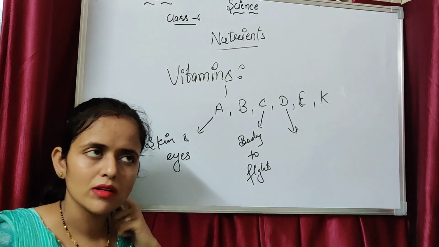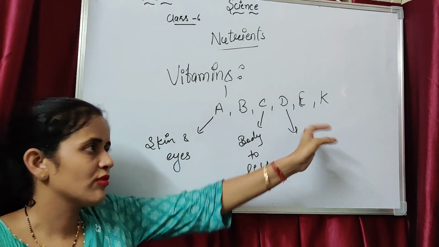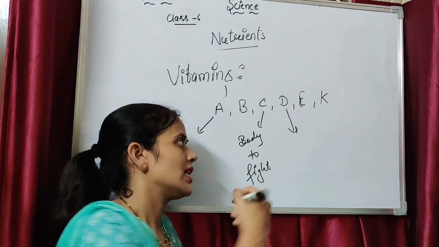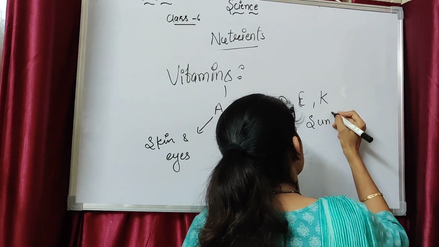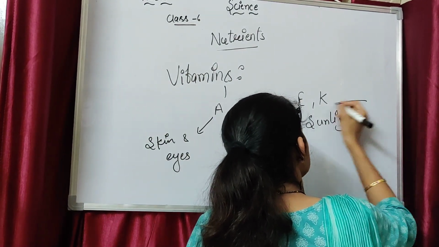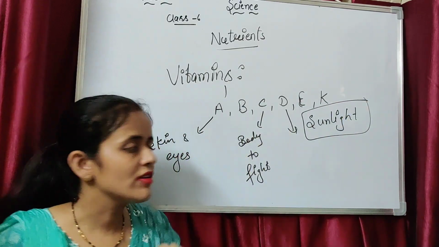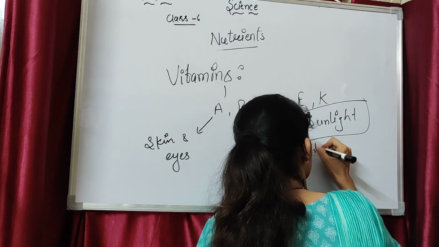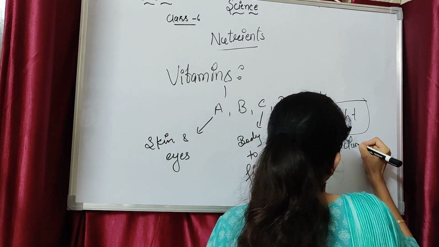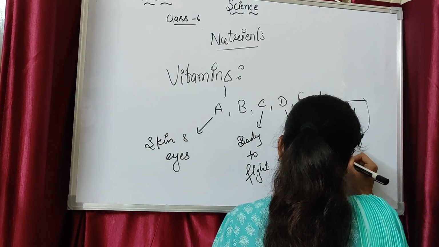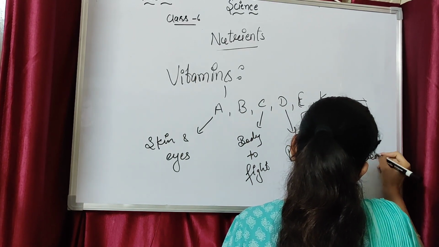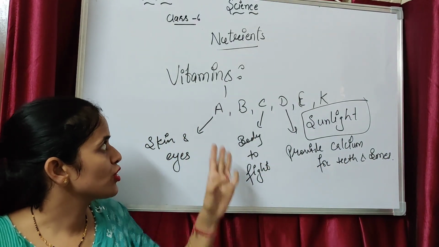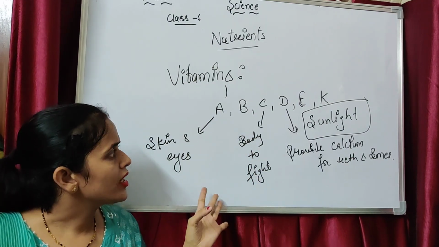Vitamin D. I think all are aware of vitamin D. We get it from the sunlight, only and only from the sunlight. Pure vitamin D we get from the sunlight. What is the source of vitamin D? It is the sunlight. So, what is the function of vitamin D? It provides calcium for teeth and bones. These are the brief explanations of vitamins A, B, C, D, E, K.